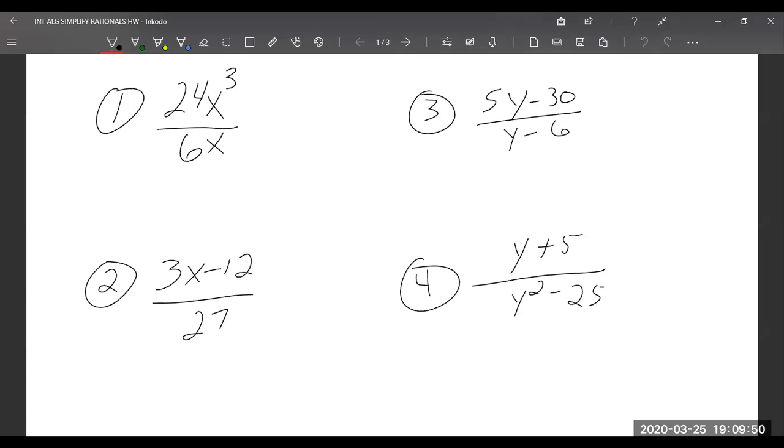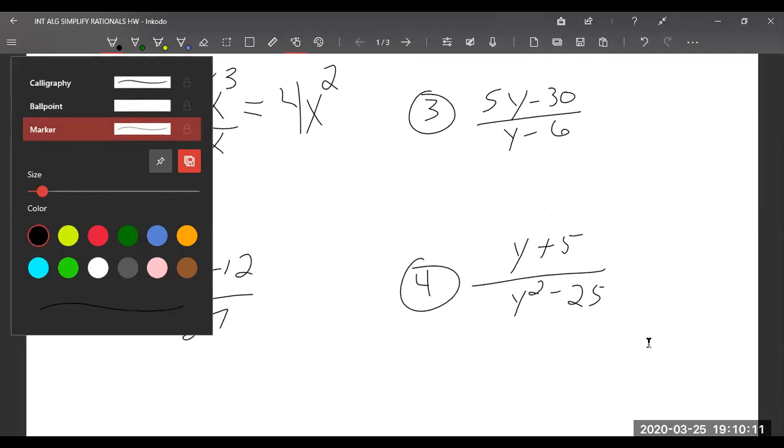All right, simplifying rational expressions. Look at number one. These are monomials. Notice we can divide the 6 into the 24. It goes 4 times. Variables, we subtract the exponents. And we get 4x squared. That's all I can do.